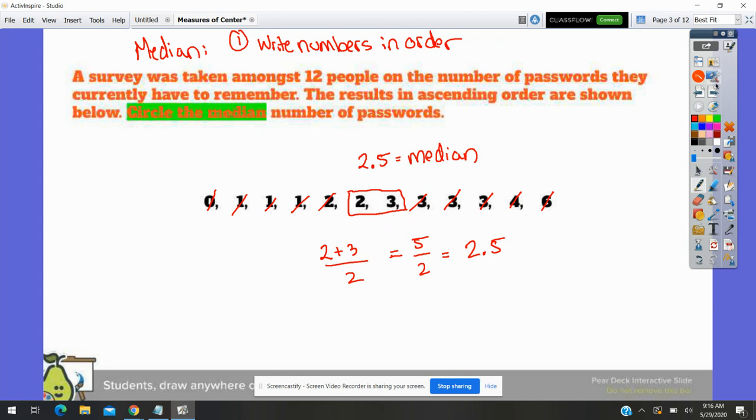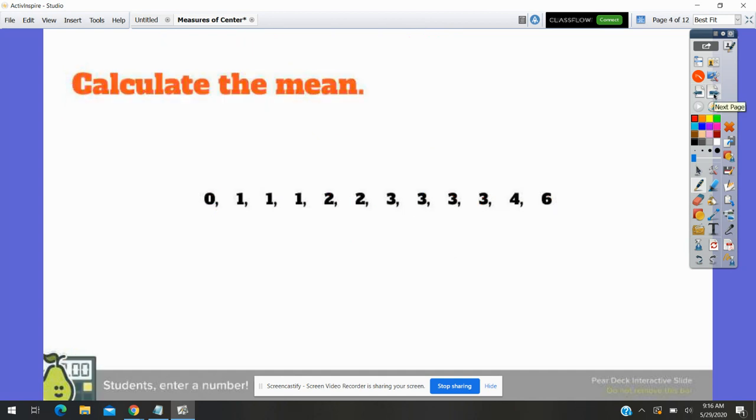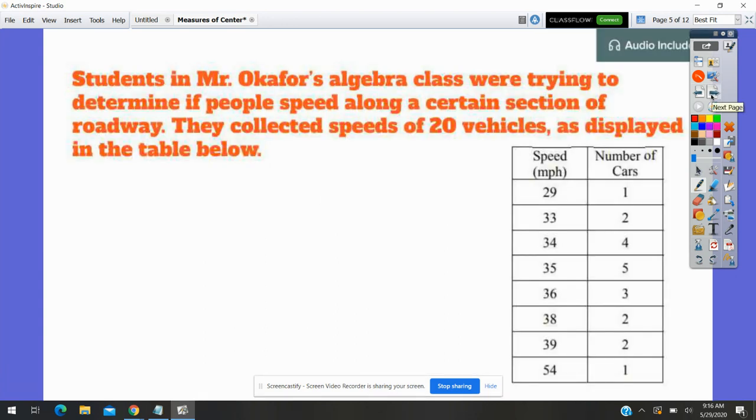Okay, so let me just go through this. Again, to calculate the mean, you just add all of the numbers together and you divide by how many numbers there are. Most of you did well with this. For this one, students in Mr. Okafor's algebra class were trying to determine if people speed along a certain section of roadway. They collected speeds of 20 vehicles as displayed in the table below.